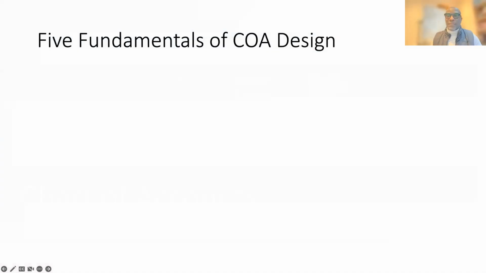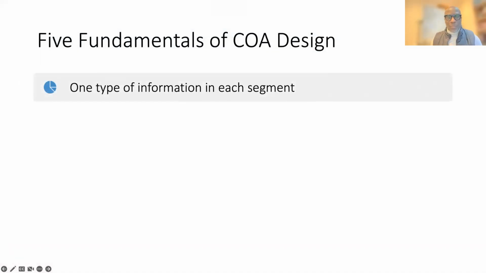5 main elements. One is one type of information in each segment of your chart of accounts. Two is the information in the segments. Let it be limited to the financial data within general ledger. So if you want to report, it's best to report out of the subledgers. So use the subledgers as much as possible. So basically, the information in the chart of account is not repeated in other modules.